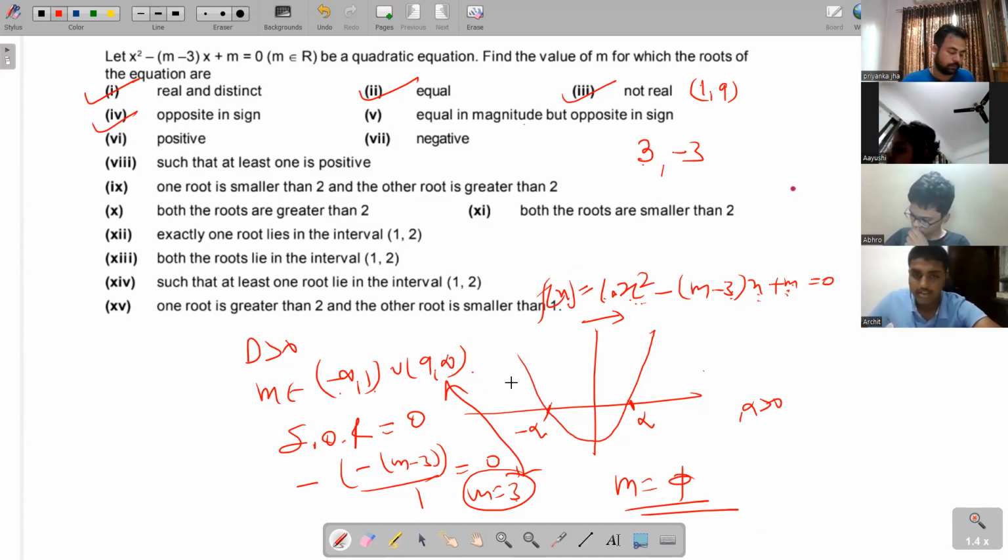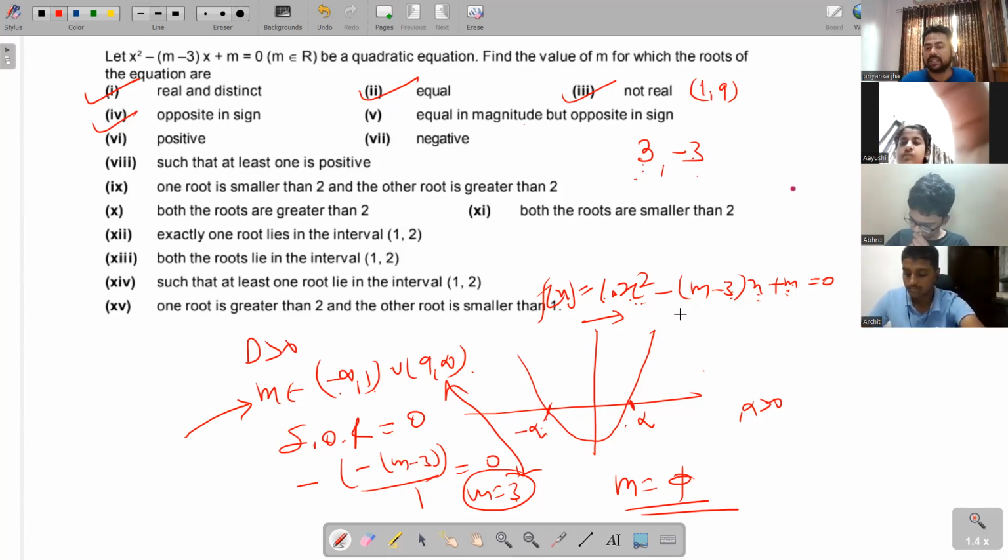At m equal to 3 we will get imaginary roots, why? Because of the condition for real roots, and because the roots are equal in magnitude but opposite in sign. So if one root is 3, the other root is -3, so the sum of the roots will always be 0. And what is the formula of the sum of the roots? That is minus b by a. So minus, and b is minus m minus 3, upon a is 1. So that will be 0. So m is 3.